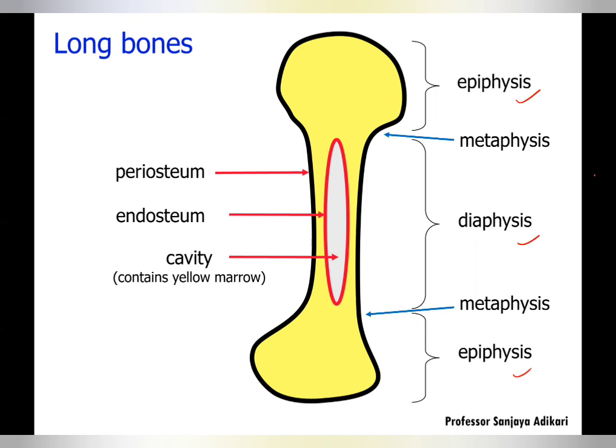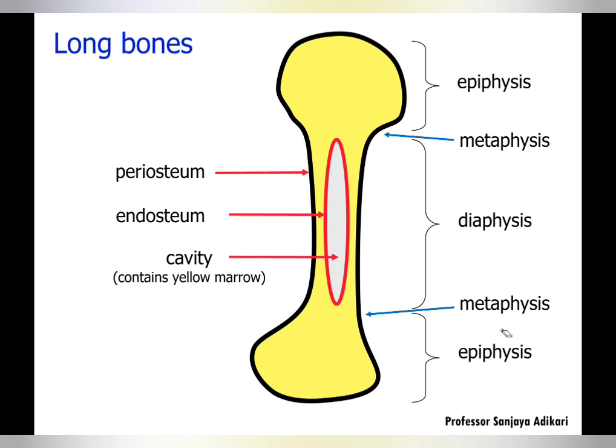Diaphysis in the middle, epiphyses on either side, and the narrow area connecting the epiphysis to the diaphysis is called metaphysis. So you get metaphysis on either side where the epiphyses are connected to the diaphysis. So that's the general arrangement of a long bone.